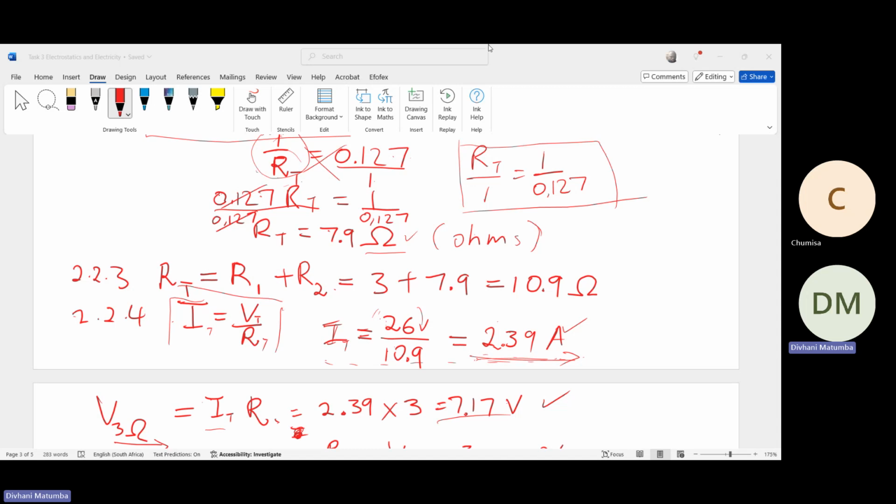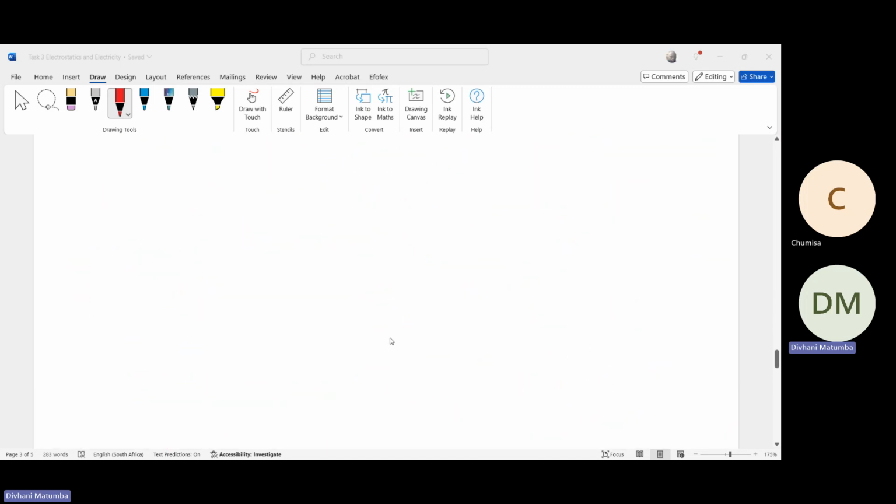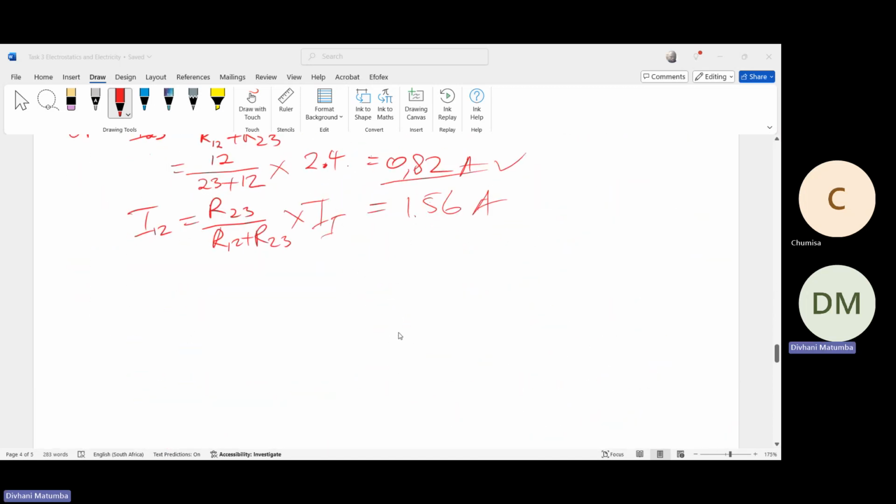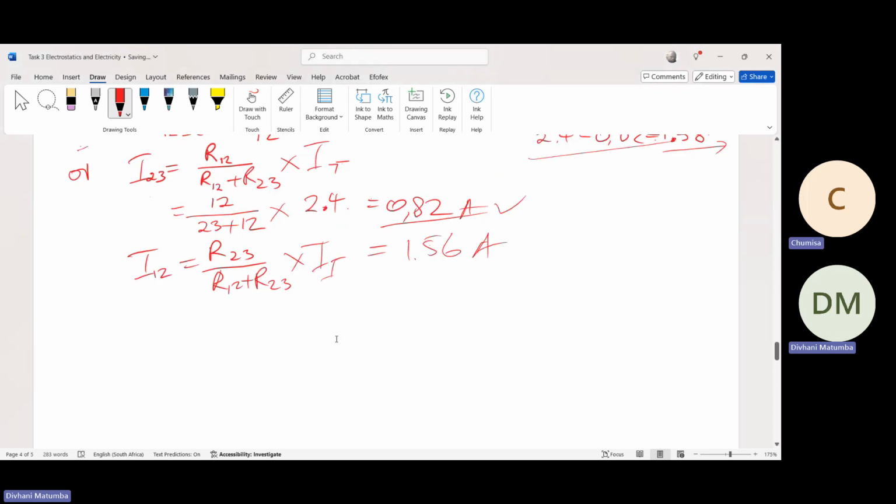You agree? Yes, sir. So it's actually 26 point. You know how to calculate it. You have done it. It was 26 point what? 0.16. We have already calculated it.